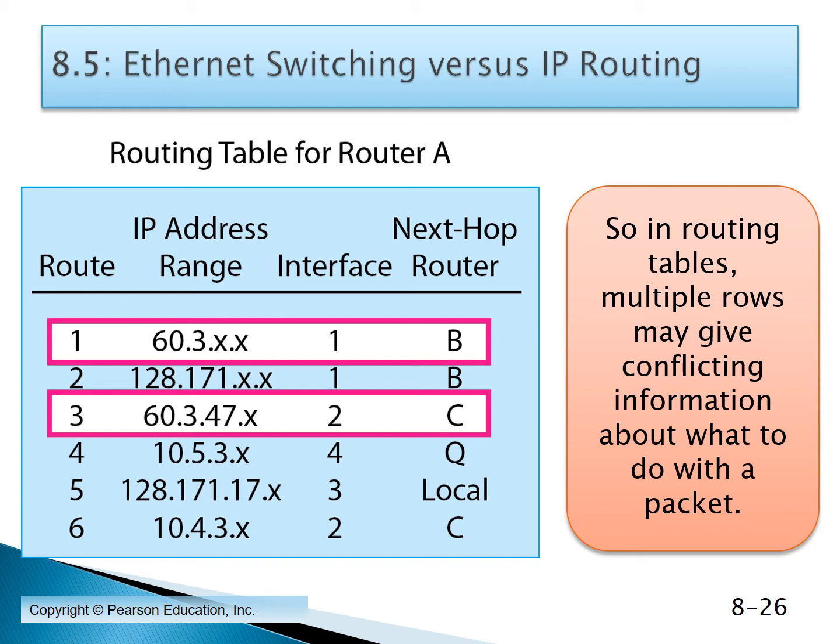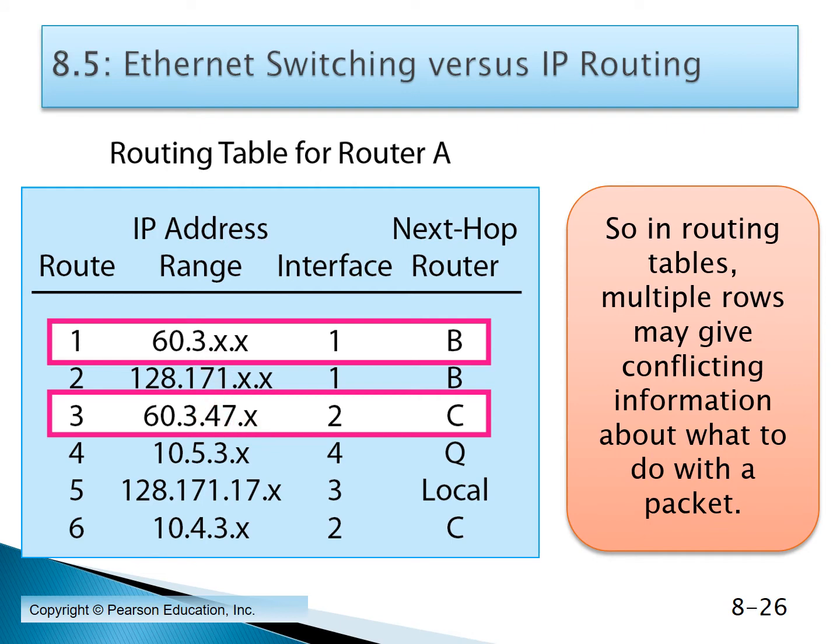So that means the next router, the name is router B. Okay, so you can also have another rule like this, saying the IP address range is 60.3.47.x. So in this case, you are not going to just the network 60.3, I'm going to the subnet.